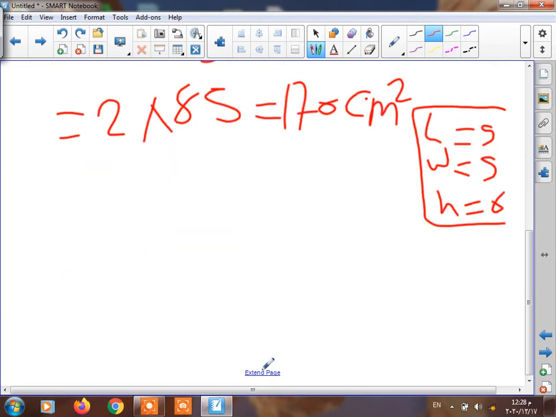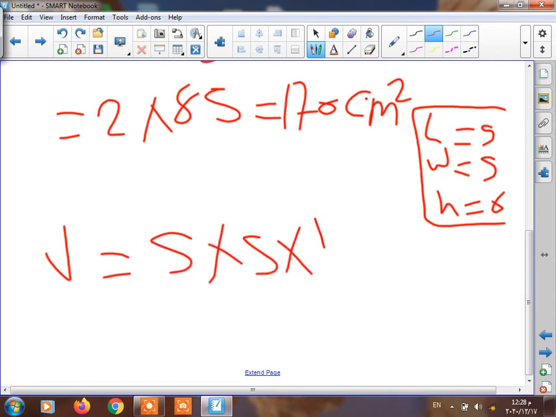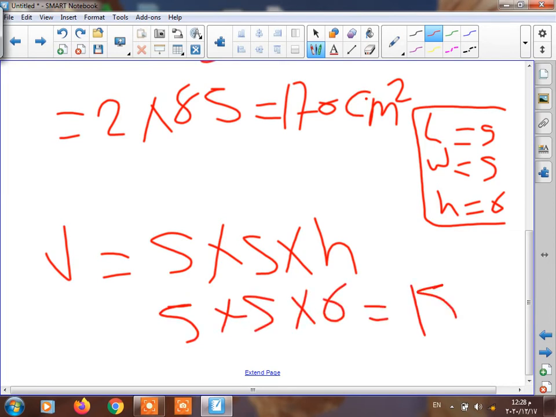centimeter square. After that, the volume here is not length times width times height, it is base side times side times height, because the base is square. So we have 5 times 5 times 6, 25 times 6, it will be equal to 150 centimeter cube. Okay.